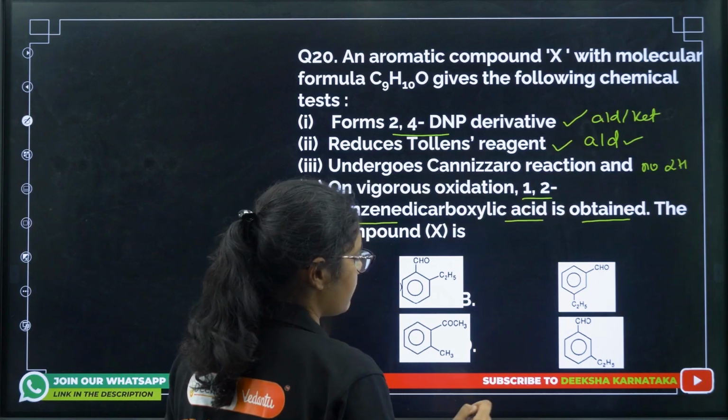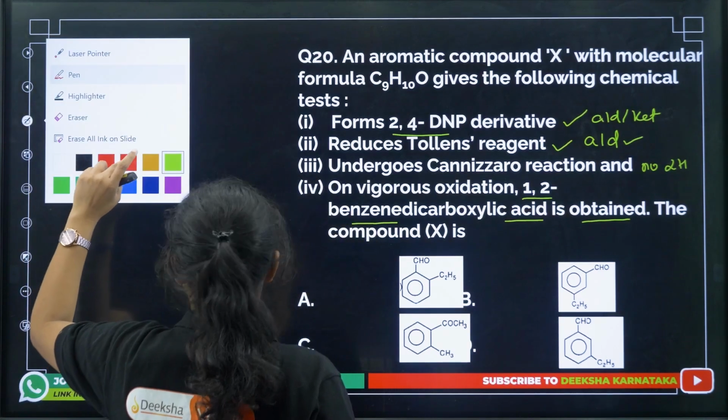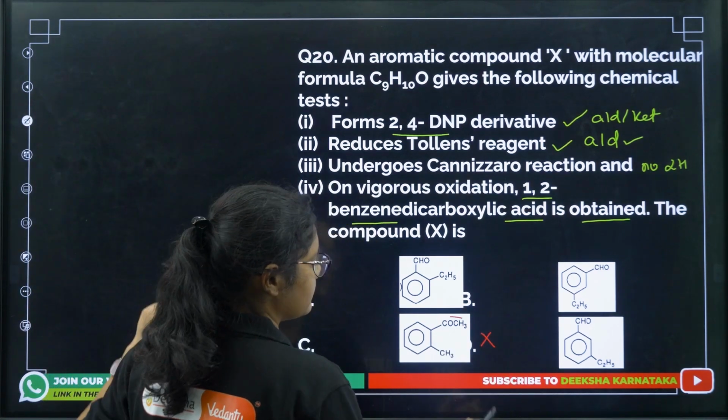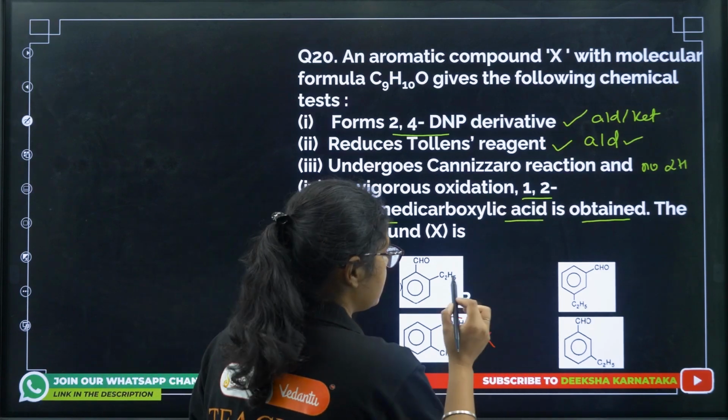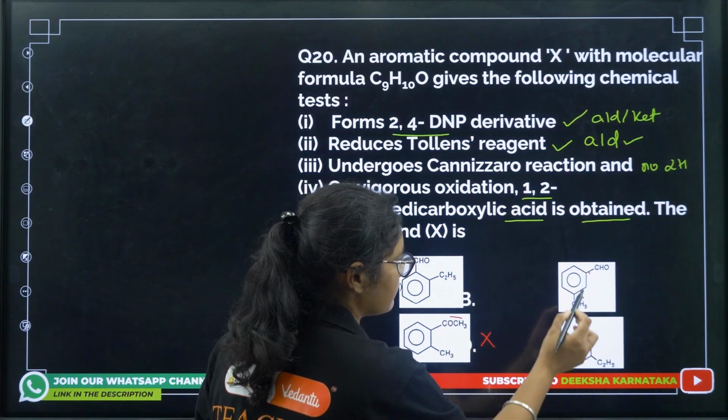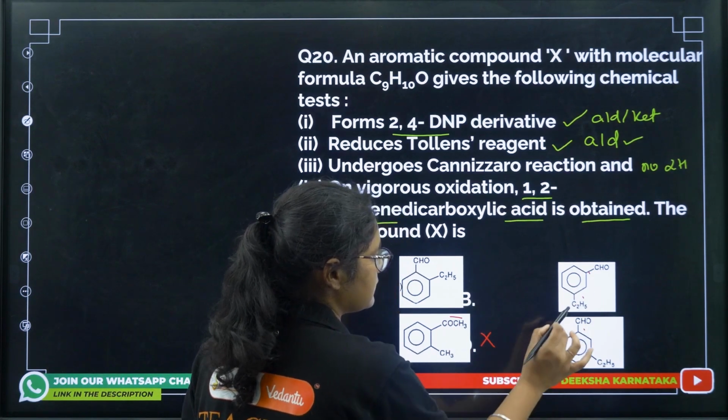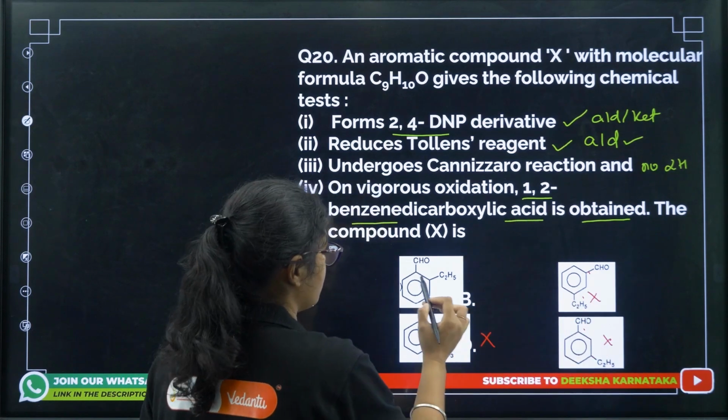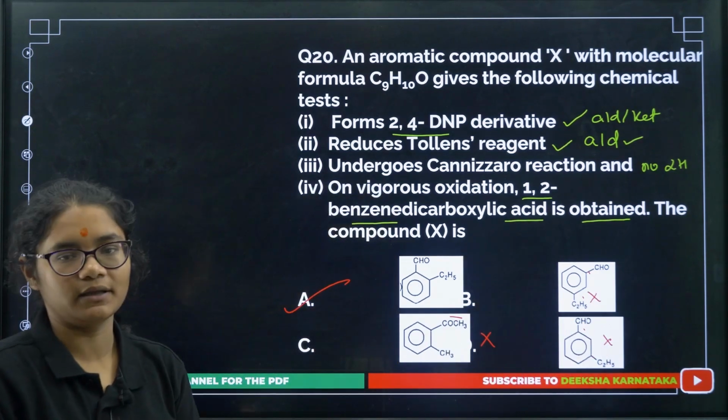So first of all, we want that it should be an aldehyde. If I see this is a ketone group, so I can eliminate this option. Now if you see here, there is 1,3, here there is 1,3, here also 1,3. These two cannot give you, because I need 1,2. So the correct answer will be option number A.